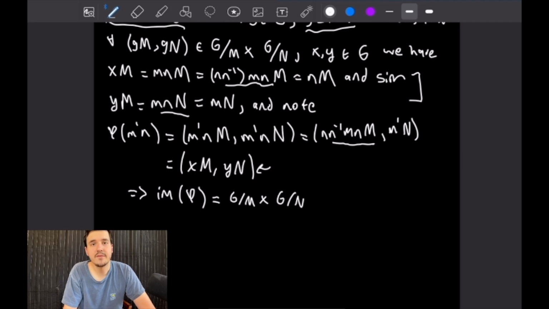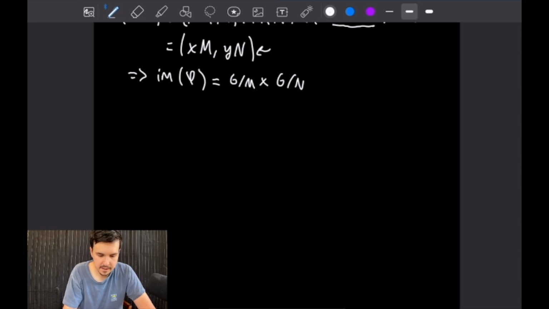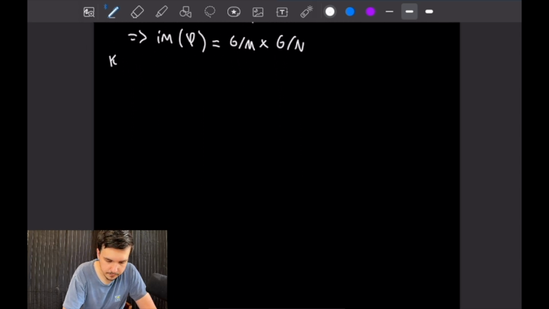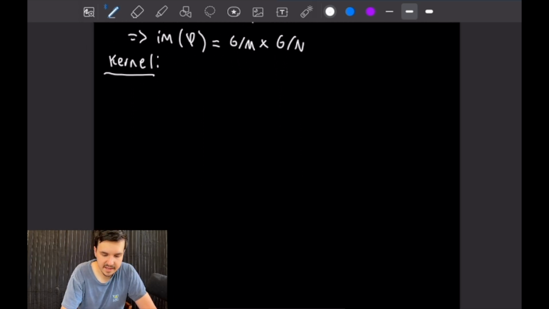Great. So now all we have to do is look at the kernel, and if we're able to verify that the kernel of this function is equal to M intersect N, we will have all we need to apply the first isomorphism theorem to this problem here. So let's go ahead and look at the kernel. Let's go ahead and take some element to be in the kernel of phi. Let's just call that little g. And like I said, that'll be in the kernel of our function phi. Great. Well, what does it mean to be in the kernel of phi?